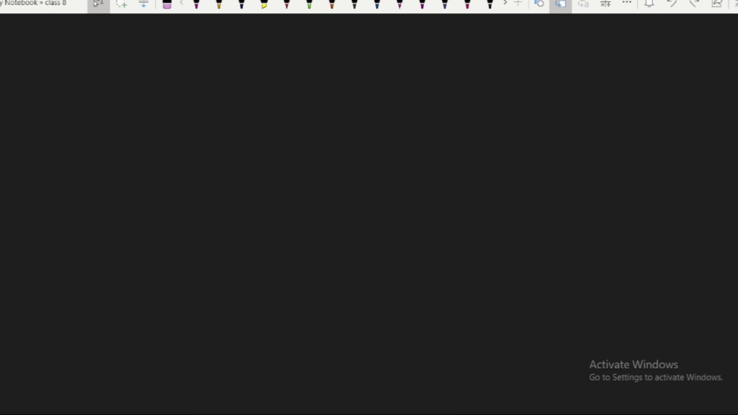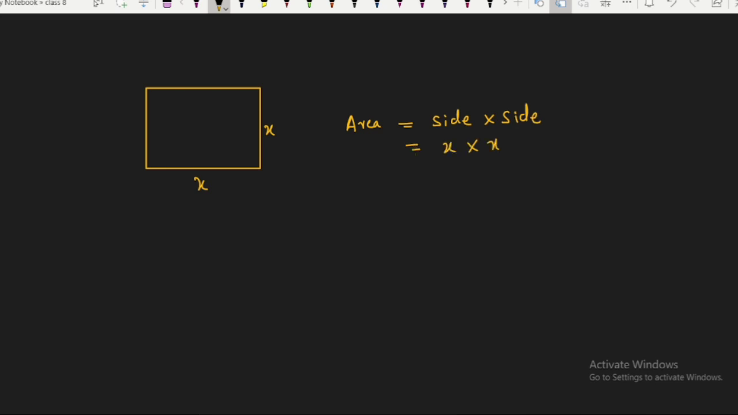When you are learning about a square, for example if you take any square object, if its side is x, then what is its area? Area is side into side, so x into x, that is x square. So what is a square number? Square means when a number is multiplied by itself, we get a square number, right?